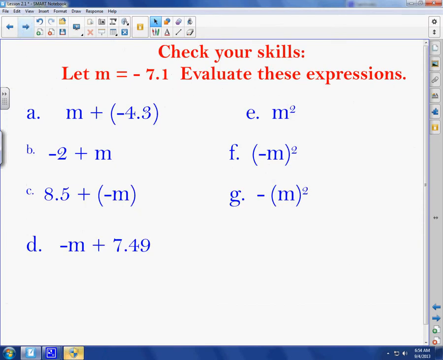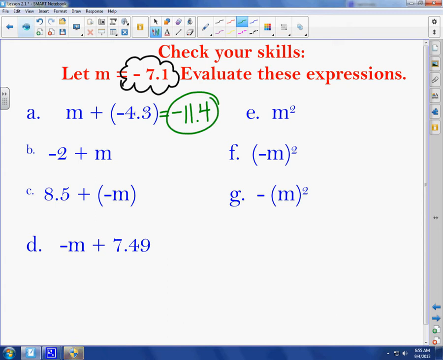All right. So check your skills. Let m equal negative 7.1 and evaluate these expressions. So push pause in the video and try these problems. You can use a calculator. Okay, first one. Negative 7.1 minus 4.3 is negative 11.4. Negative 2 minus 7.1 is negative 9.1.